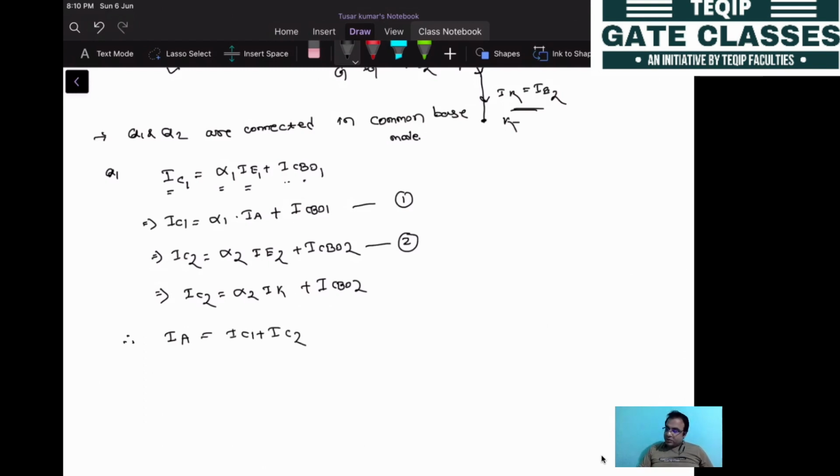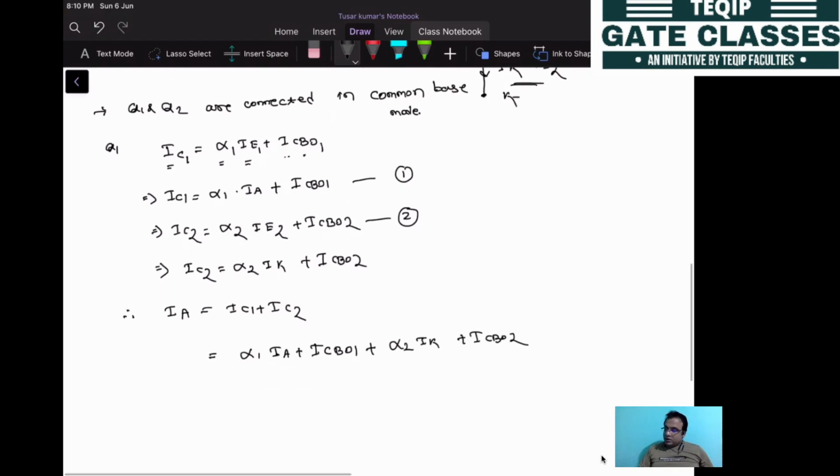Put the values from equation 1 and 2 here. So it will be alpha 1 into IA plus ICBO1, plus IC2, which is nothing but alpha 2 into IK plus ICBO2. Clear? Now what do you do? Now look here. This is the anode current and this is the cathode current.